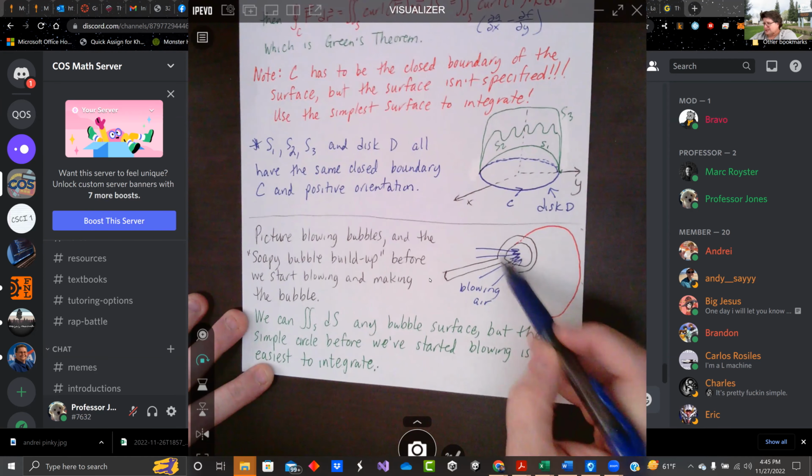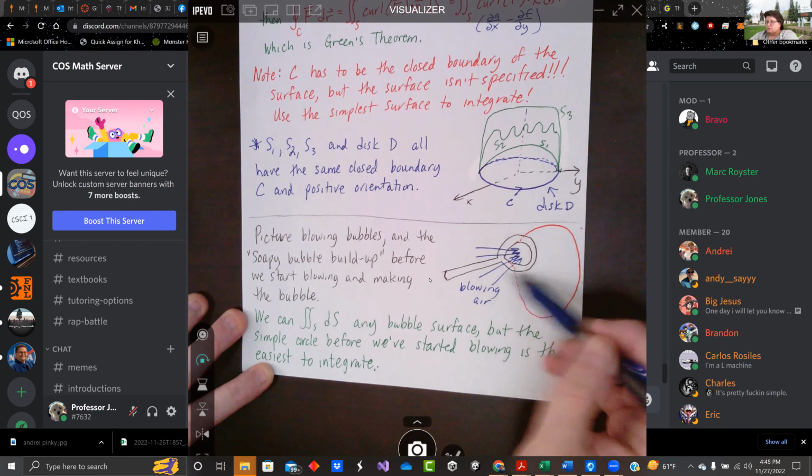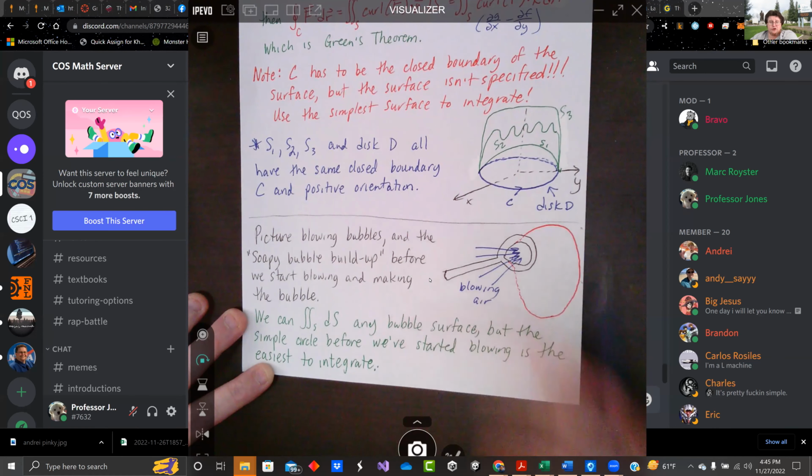And if you can get it down to just the simple disk, or a simple shape, do that.